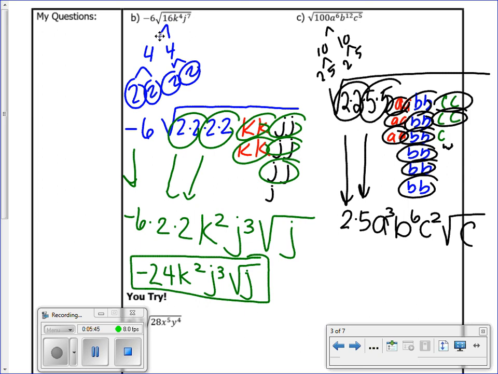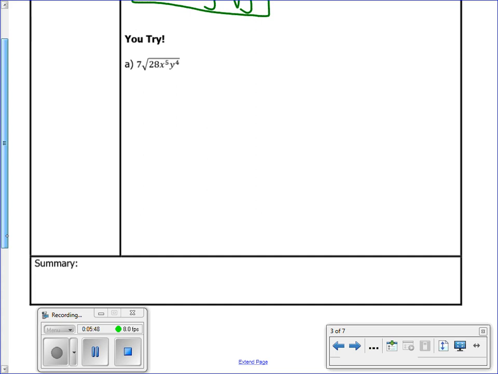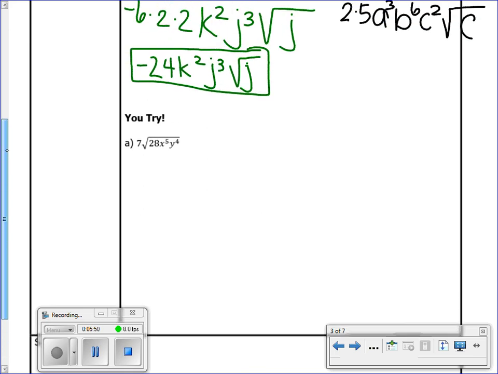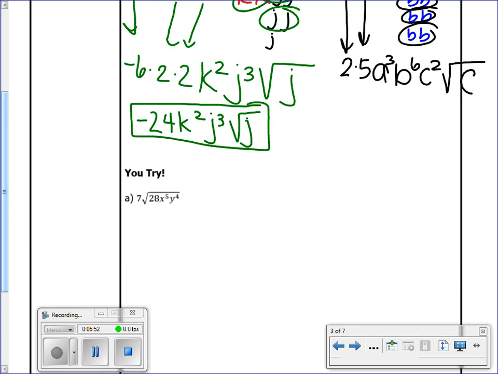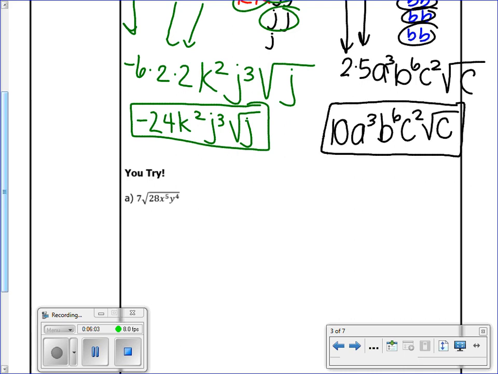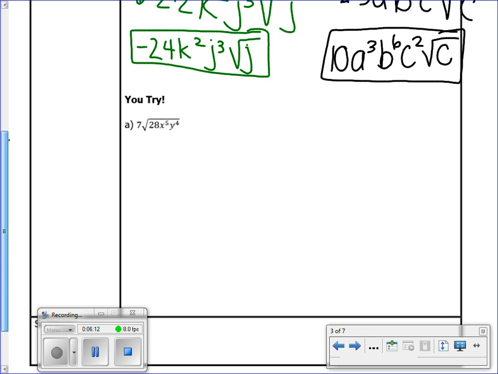So your final answer when we multiply this together is going to be 2 times 5, which is 10, a cubed, b to the 6th, c squared, square root c. Again, the variables, you just write them all out, just like you do all your prime numbers. Letter A for the U try, we're going to break down 28, 7 and 4, 2 and 2.